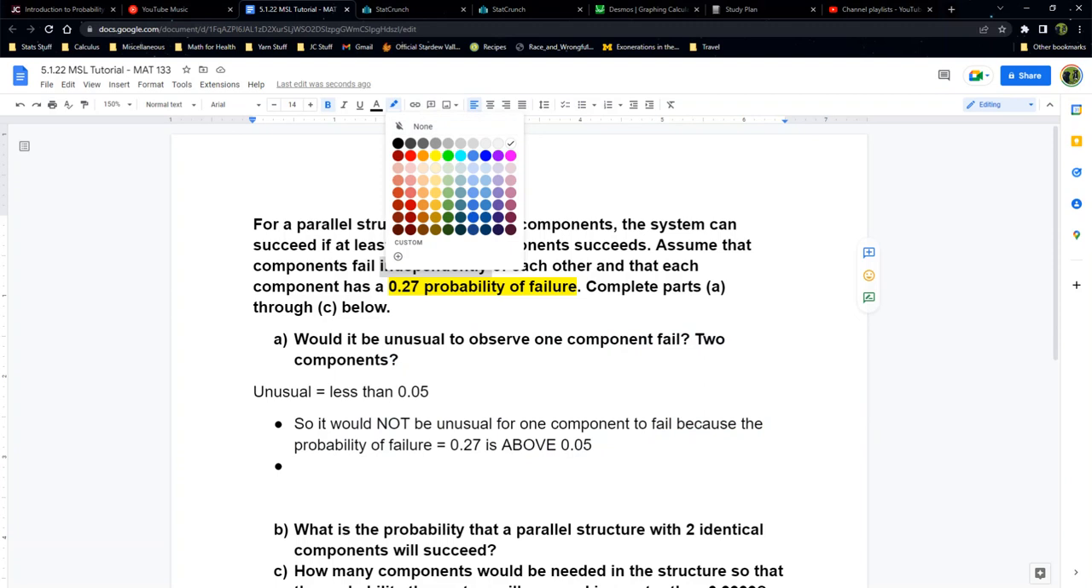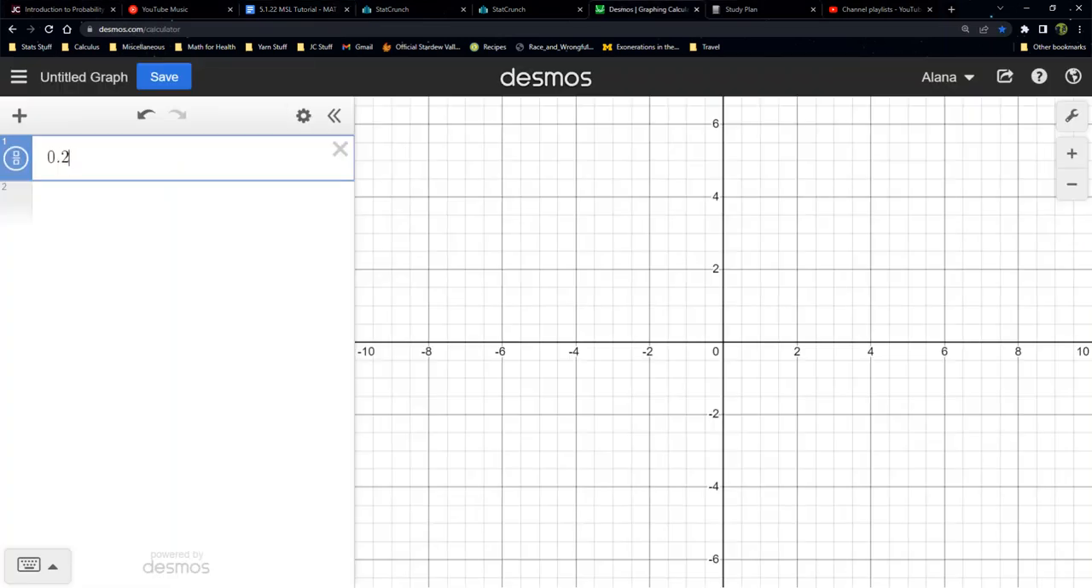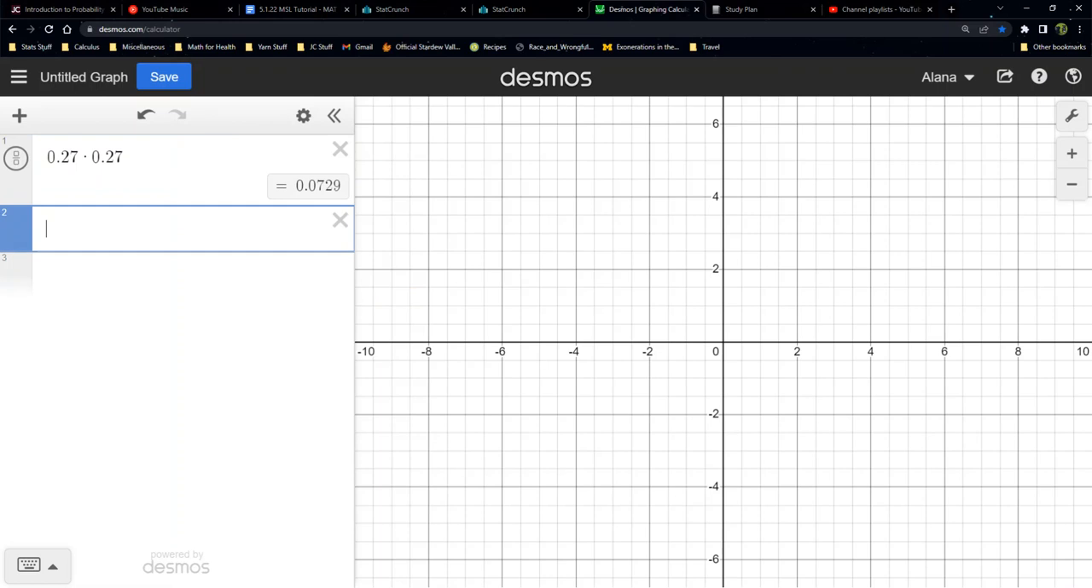That's key. So since they're independent of each other, then the probability of both components failing is what we're talking about. So the probability that both components fail is the probability of failure times the probability of failure, right? Because they're independent. Well, that would be 0.27 times 0.27, which I have decimals right here. 0.27 times 0.27 is 0.0729.